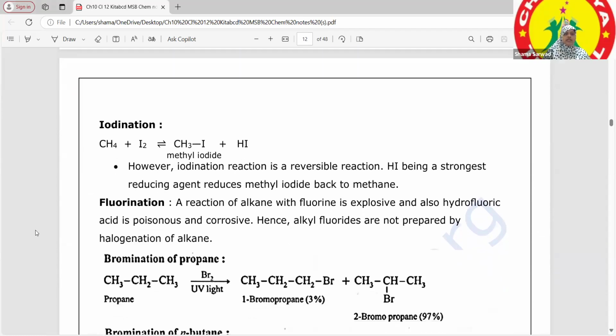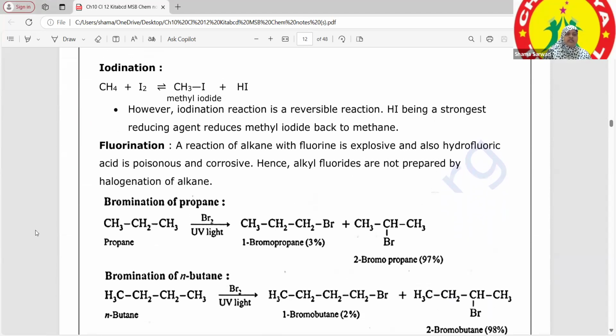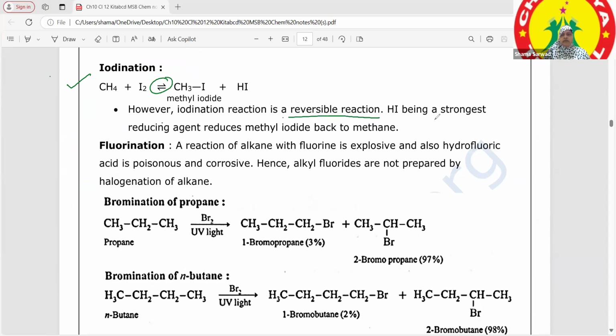Yeah. Iodination and fluorination. See the question you asked about it, it's written. About iodination, what's given? Iodination is a reversible reaction, right? Yes. You would see this arrow. However, iodination reaction is a reversible reaction. HI being a strongest reducing agent, it reduces methyl iodide back to methane. Because what happened when iodination happened, your byproduct is what? Hydrogen from here and iodine from here, it will form HI. This is a strong reducing agent, correct?